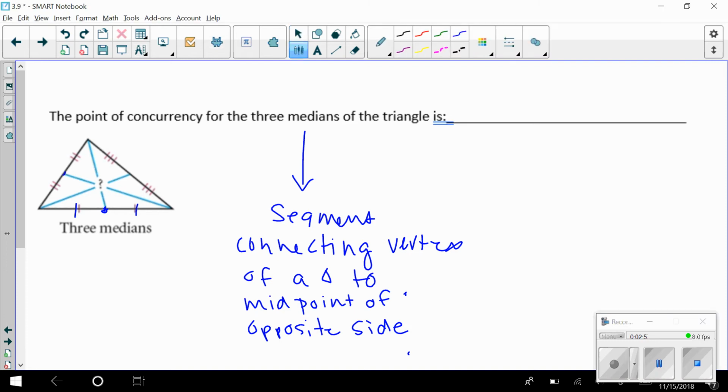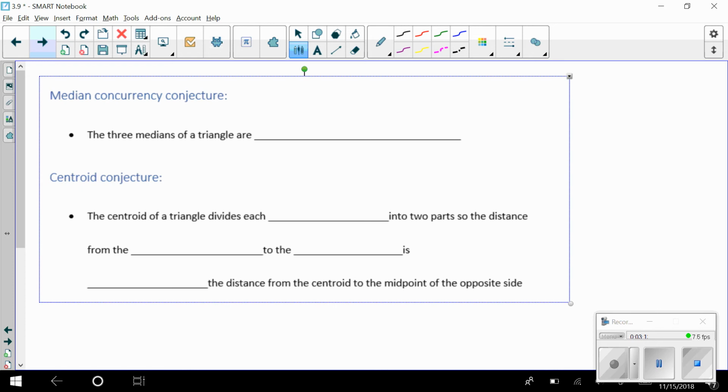All right, so we know that these are midpoints because the segment is divided into congruent pieces. Okay, so the point of concurrency with the three medians, we call this the centroid. So the three medians of a triangle are concurrent. The point of concurrency is called the centroid.